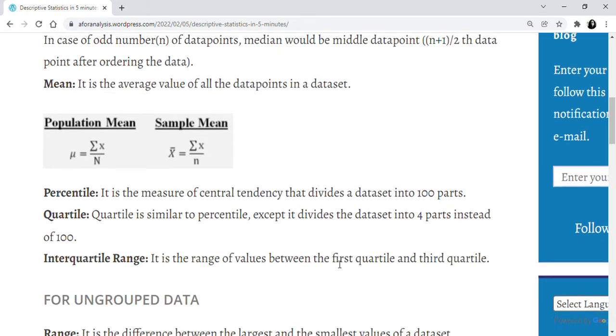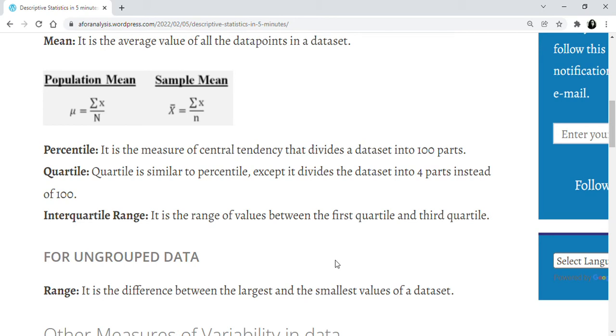Then we have percentile and quartile. Percentile is a measure that divides a data set into 100 parts, and quartile is very similar except it divides the data into 4 parts. So these things will come in handy while doing different types of analysis, and we'll see this in the upcoming episodes as well.